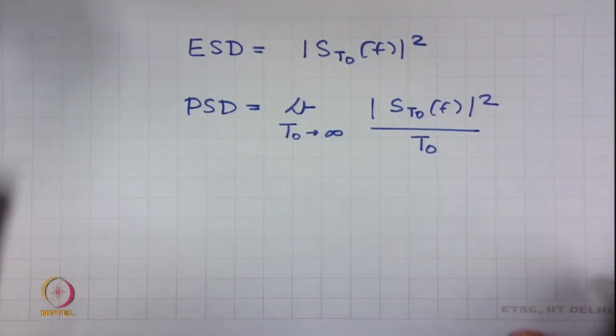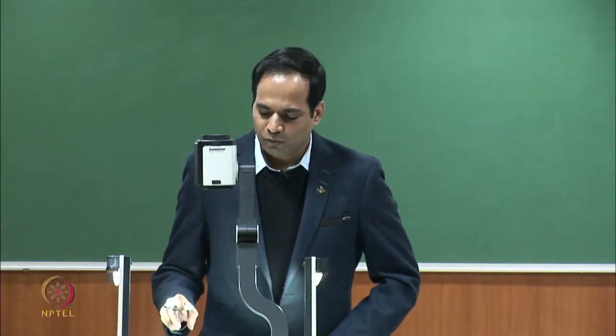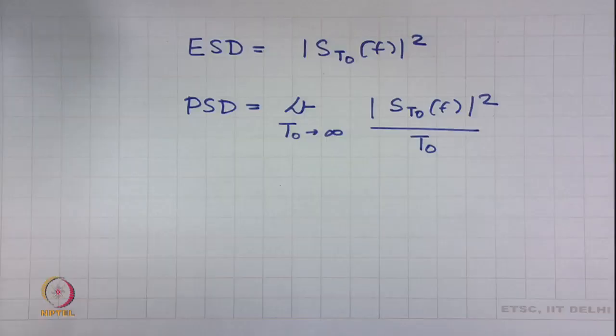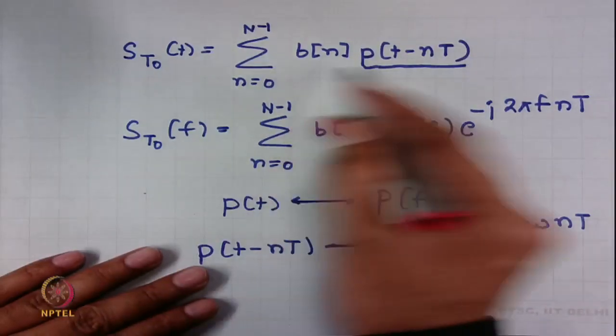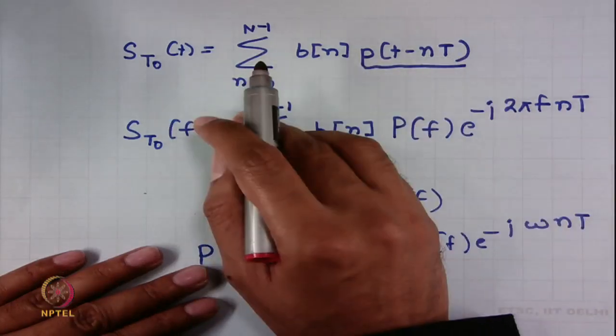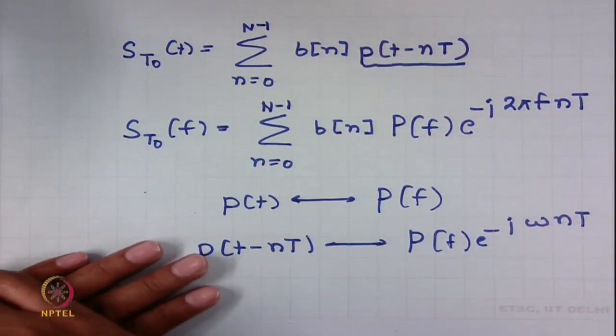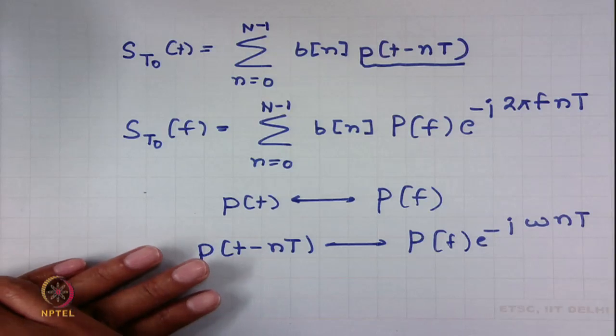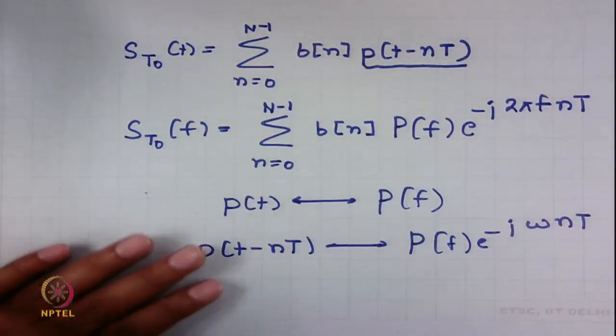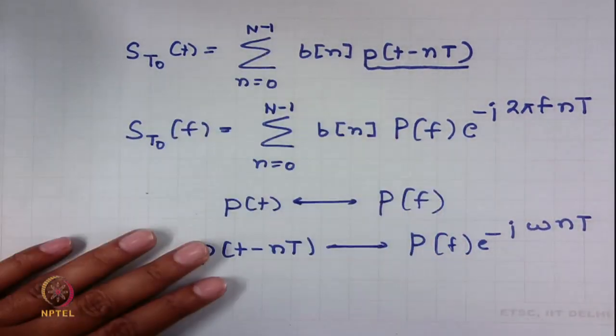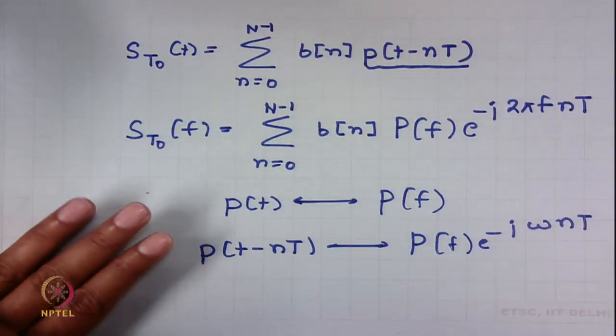So, we covered all of this in the last lecture, and now it is time to learn new stuff. One thing that we will do is to find out what this value is for different kinds of waveforms. So, let us start with this. This is the same formula, S T naught of t equals the sum of B n P of t minus n T. One thing that we need to do now is to take the Fourier transform of this. We can take the Fourier transform of this because N is finite; N is very large, but it is finite.